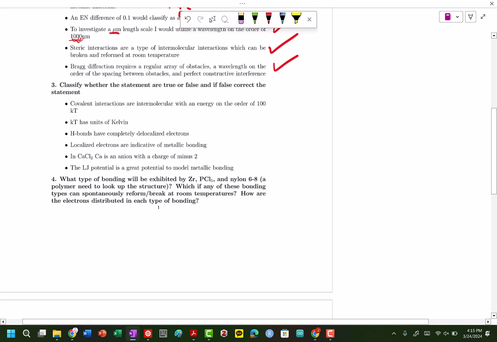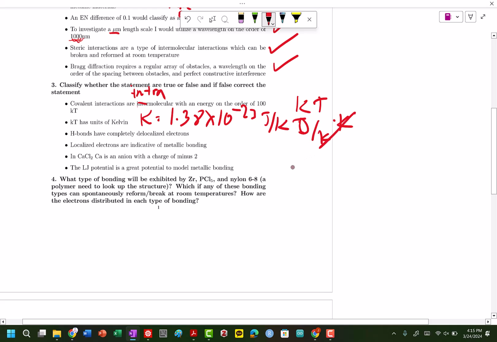All right. Covalent interactions are intermolecular interactions in the order of 100 kT. No, it's intra. kT has units of Kelvin. Boltzmann's constant is 1.38 times 10 to the minus 23 joules per Kelvin. So if I multiply k times T, which is temperature, the units would be joules per Kelvin times Kelvin. Those cancel out. No, those are units of energy.